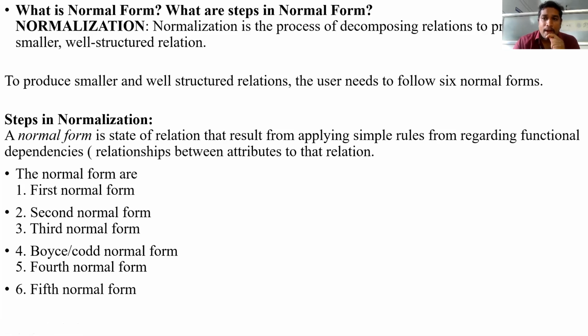Okay, and you divide a large relation into small relations. So normalization is a process of decomposing. Decomposition is a process of removing redundancy by means of dividing large data. Similarly, the decomposition is done by means of the technique called normal forms. To produce smaller and well-structured relations, the user needs to follow 6 normal forms. Okay, so we have 6 normal forms.